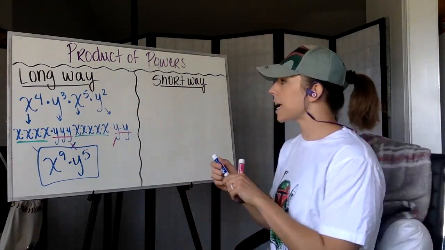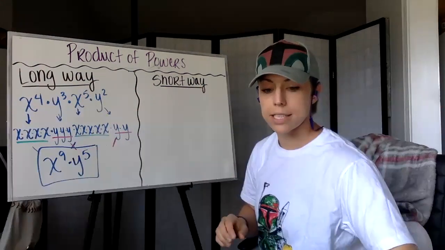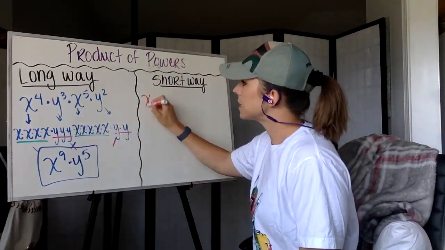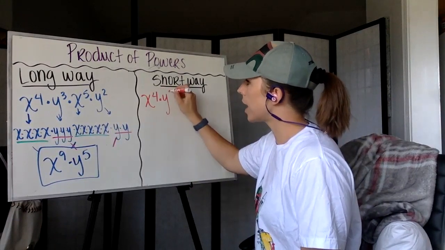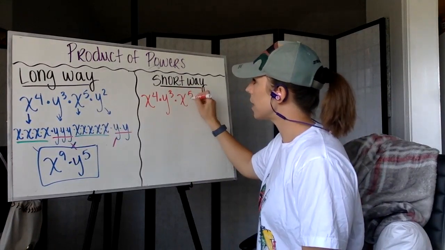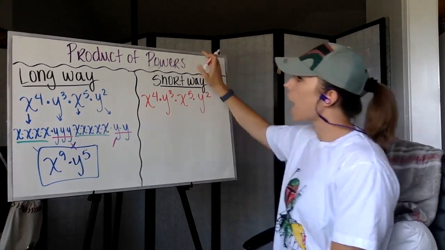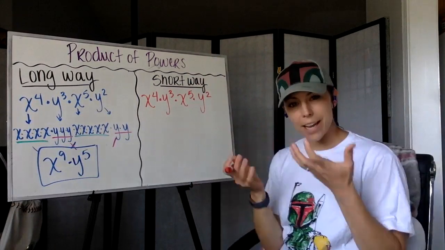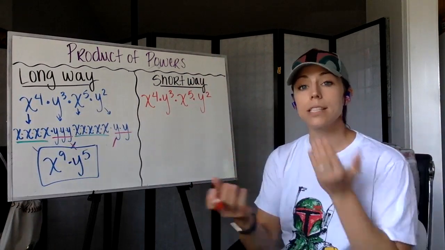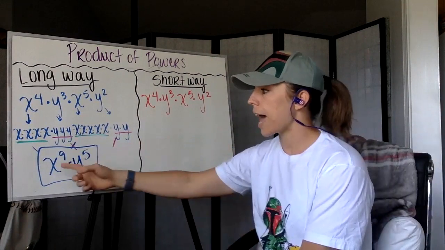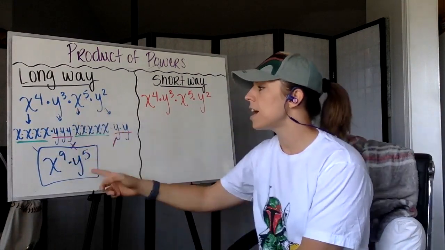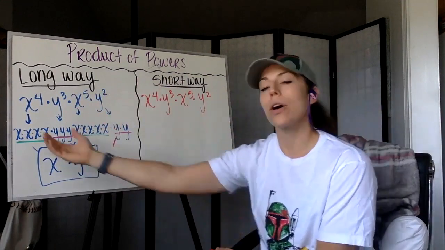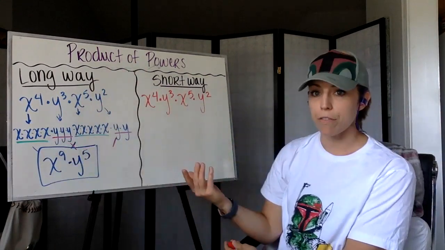So we're going to look at the same example now. I'll put it in a slightly different color so that we can differentiate it. We have the same example, x to the 4th times y to the 3rd times x to the 5th times y squared. The property states, what are you actually doing to the exponents of powers that have the same base? How did I get 9 out of 4 and 5? How did I get 5 out of 3 and 2? I added them, because all you're doing is adding up the total number of factors.